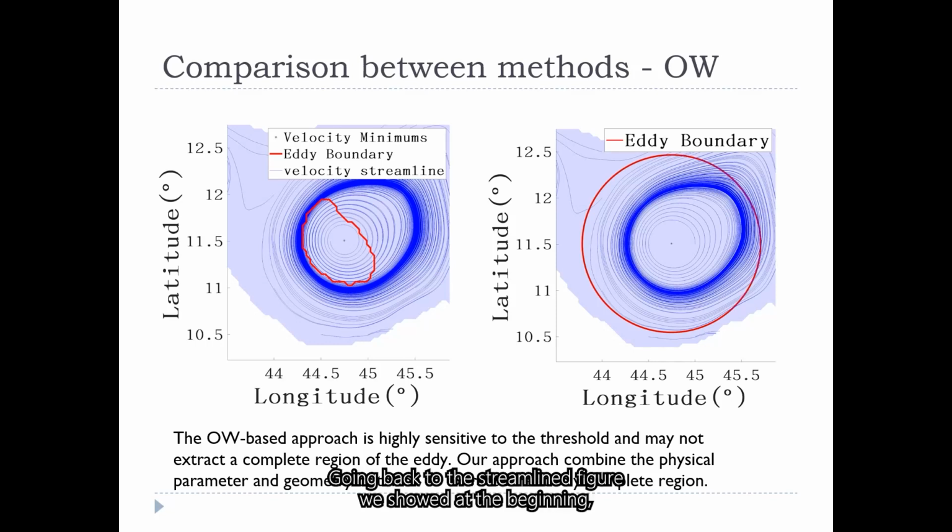Going back to the streamline figure we showed at the beginning, the Okubo-Weiss based approach extracted what seems like half an eddy with the extracted boundary crossing streamlines. In contrast, our new hybrid method extracts more of the core streamline region and crosses streamlines only outside the cluster of streamlines surrounding the eddy core. The precisely correct boundary of the eddy is arguable, and perhaps a matter left to oceanographers. Nevertheless, we think our new hybrid method provides a more satisfying result.